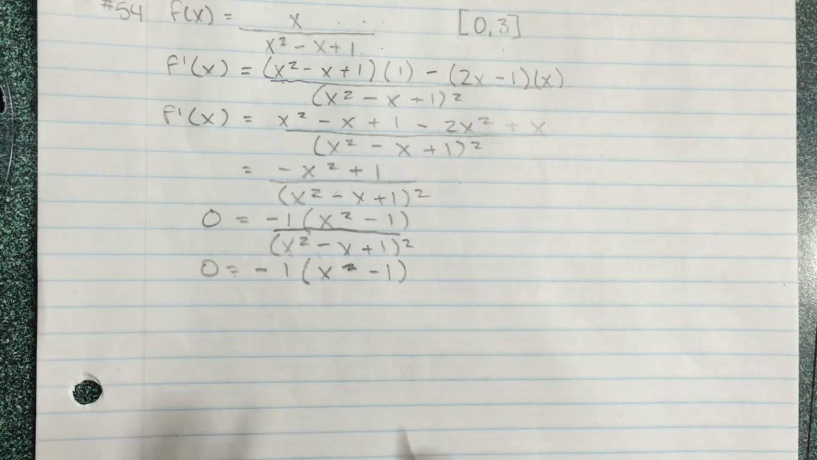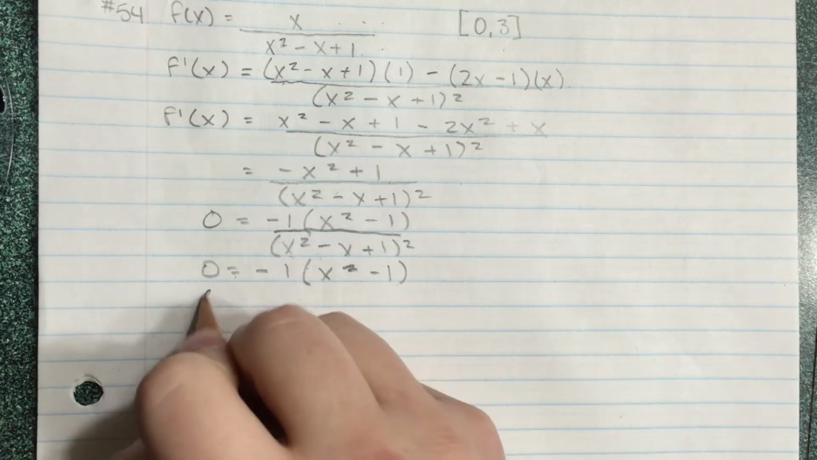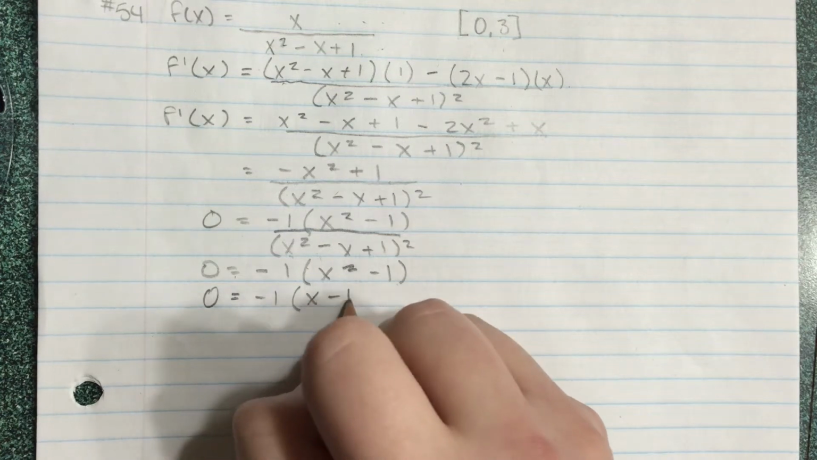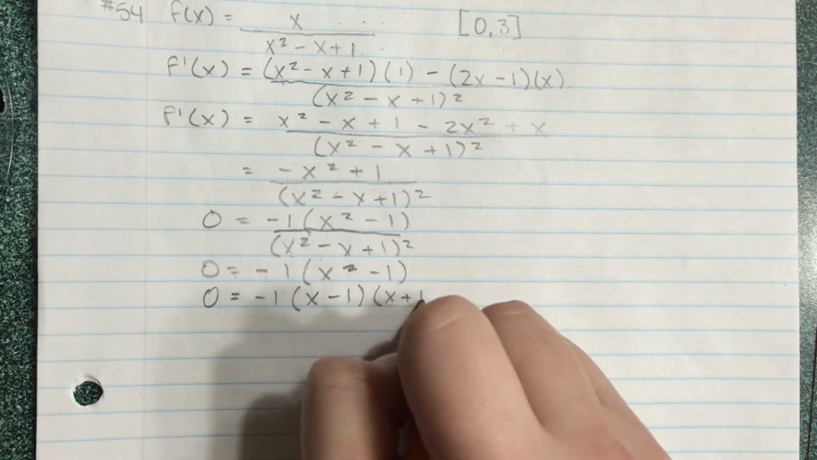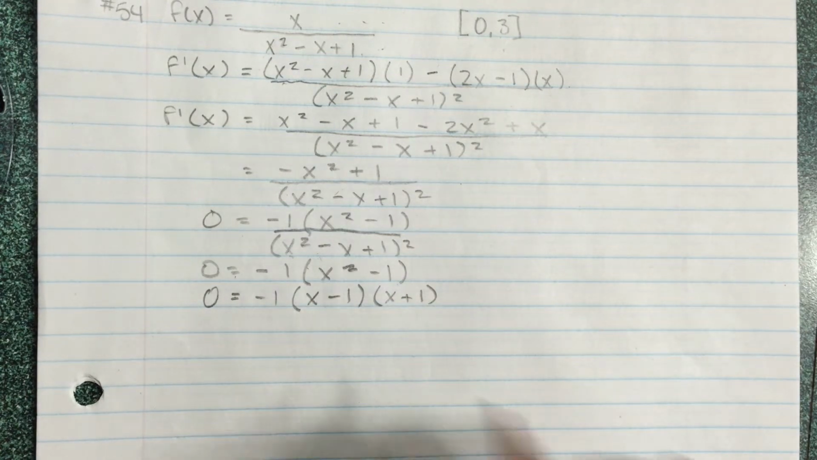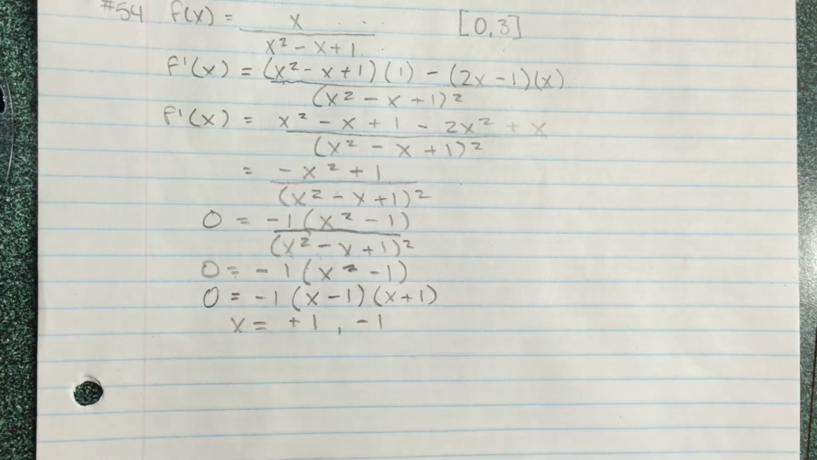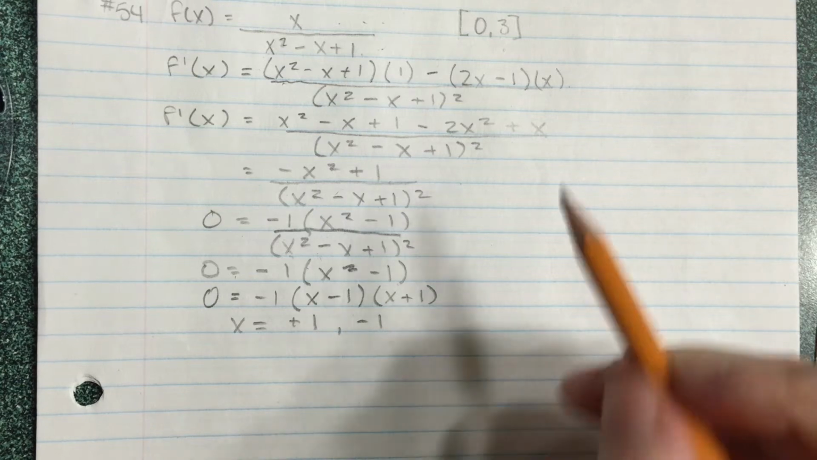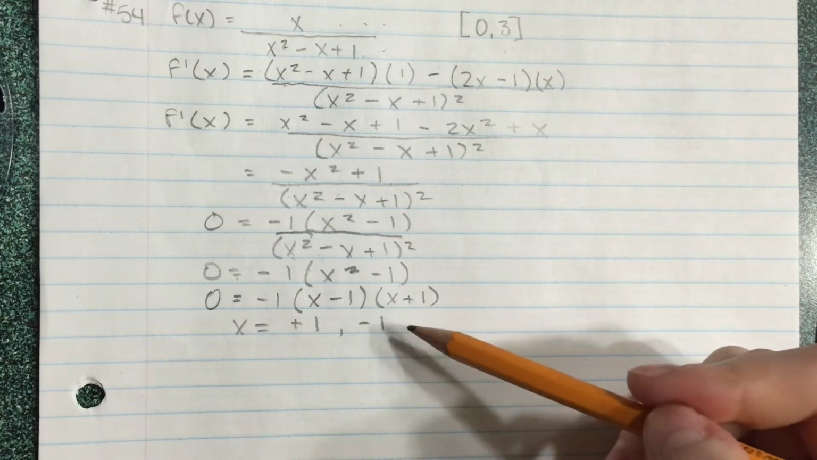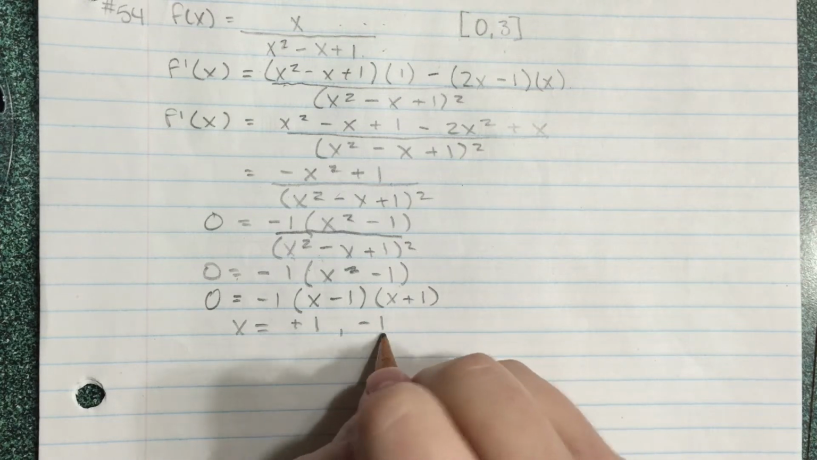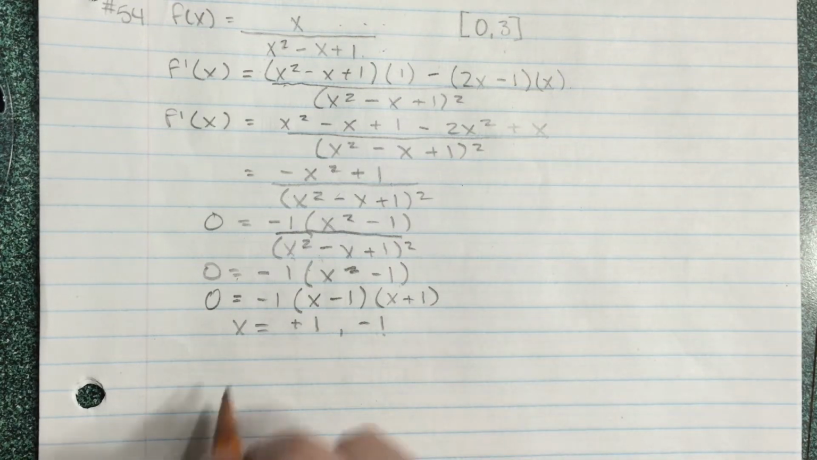Like I said before, this is a difference of squares. So that is equal to negative 1 times x minus 1 and x plus 1. So our x values are x equals plus 1 or x equals minus 1. And if we look at our domain again, once again, x equals negative 1 is not part of our domain, so we don't have to check this as a maximum or a minimum.